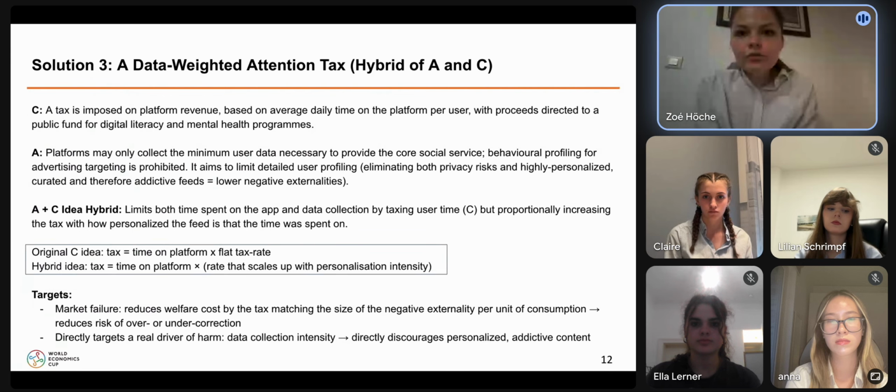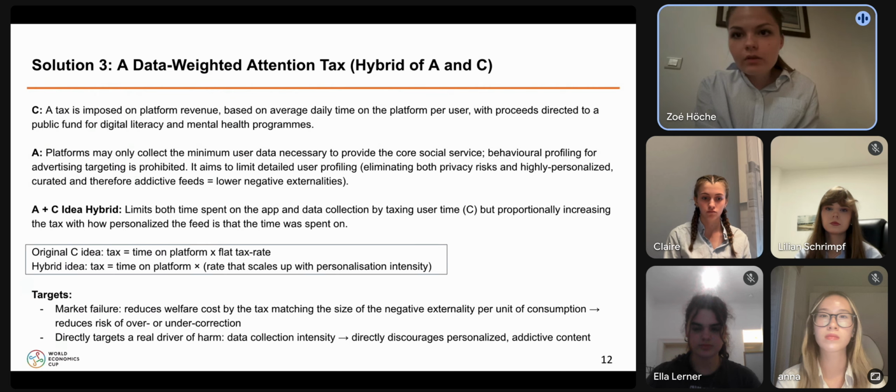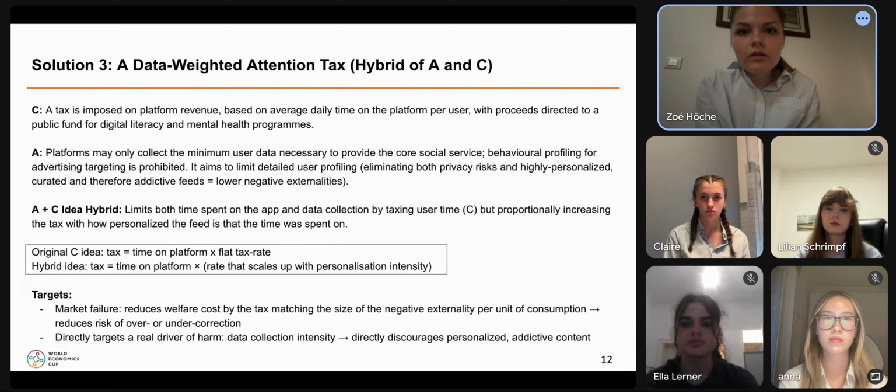Our third and final solution proposes a data-weighted attention tax, which is a hybrid of methods A and C. C is a tax imposed on the platform revenue based on the average daily time on the platform per user, of which the proceeds are directed to a public fund for digital literacy and/or mental health programs. A, on the other hand, suggests that platforms may only collect the minimum user data necessary to provide the core social service. Behavioral profiling for advertising targeting is prohibited.